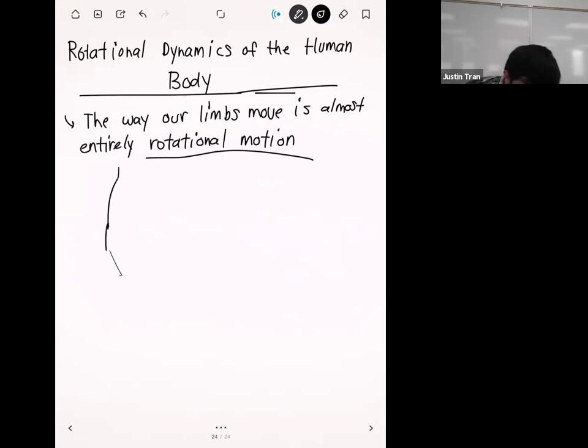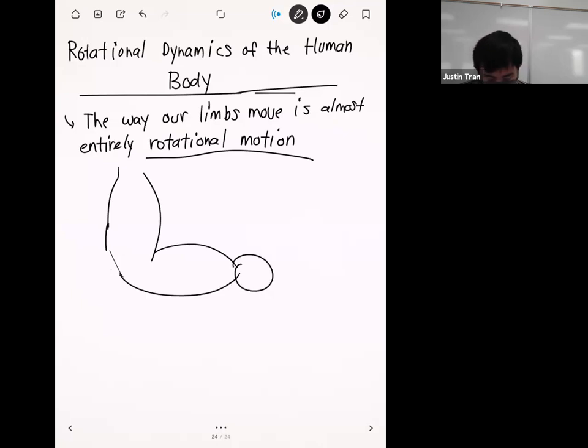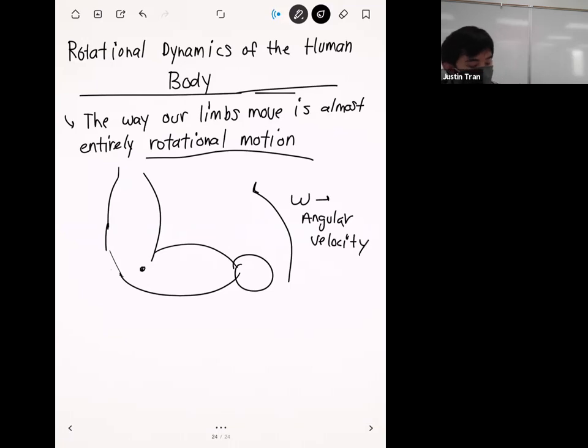Let me just draw maybe an elbow here. If we want to quantify how quickly you're moving your arm up, we need to talk about it in terms of its angular velocity. Really, we're limited in dynamic situations without angular motion. That's why we need angular motion.